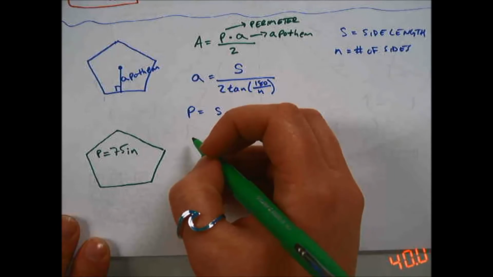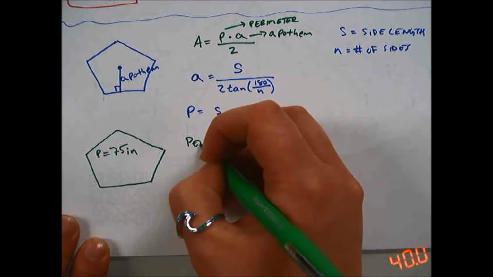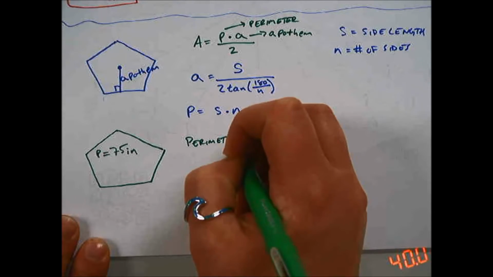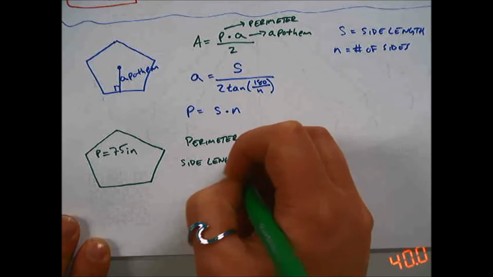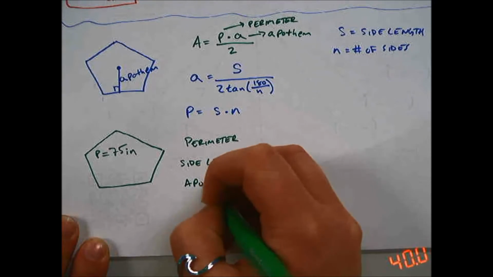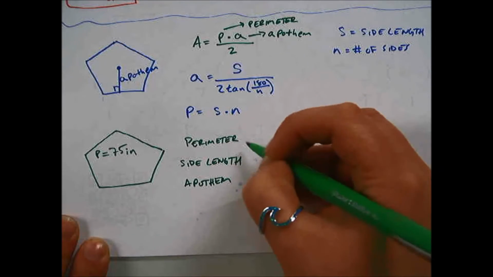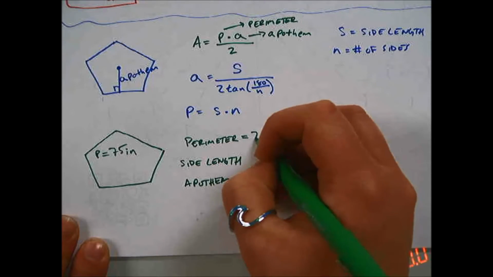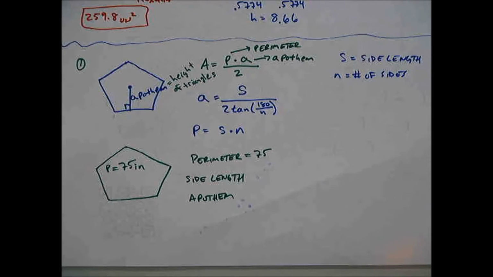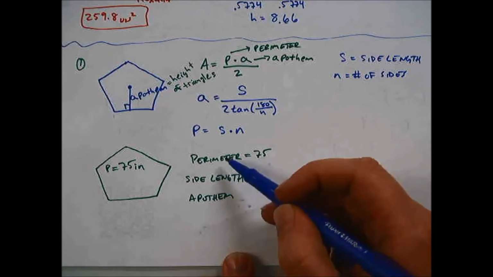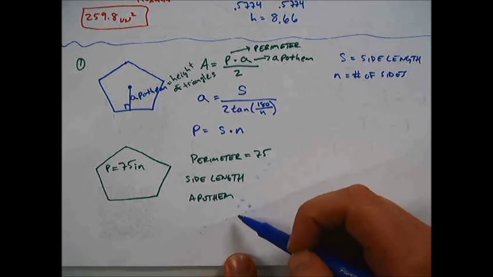So there's 3 things that you could be given. You could be given perimeter, you could be given side length, or the apothem. And for whichever one you're given, so in this case we're given the perimeter, 75, you need to find the other two. Alright, so then we're given the perimeter, but we need to find the side length and the apothem. You could be given any one of these three things, and you would need to find the other two.